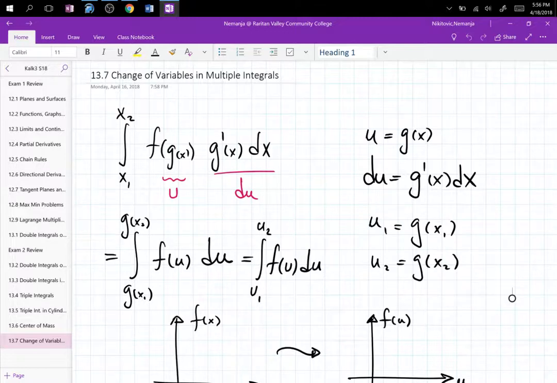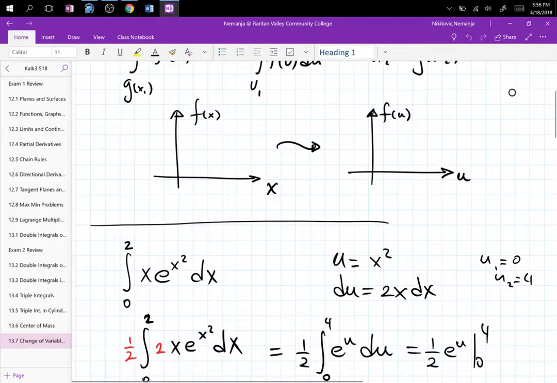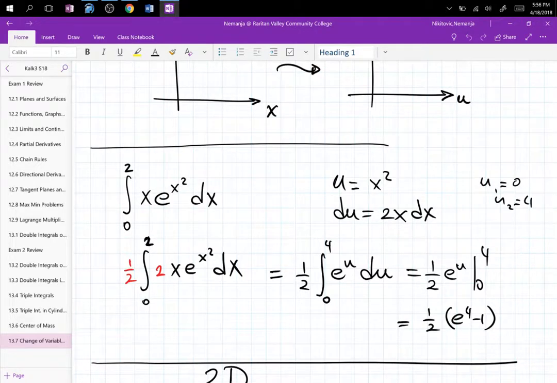I did that last class, and we transformed the space. I also did an example where I show how the limits that used to be x1, x2, which are 0 and 2, change into limits 0, 4, which are u1 and u2, and then we compute the problem. You can also compute the entire problem in terms of variable u, and then go back into variable x and compute with all limits, but that's just extra work of converting it back.